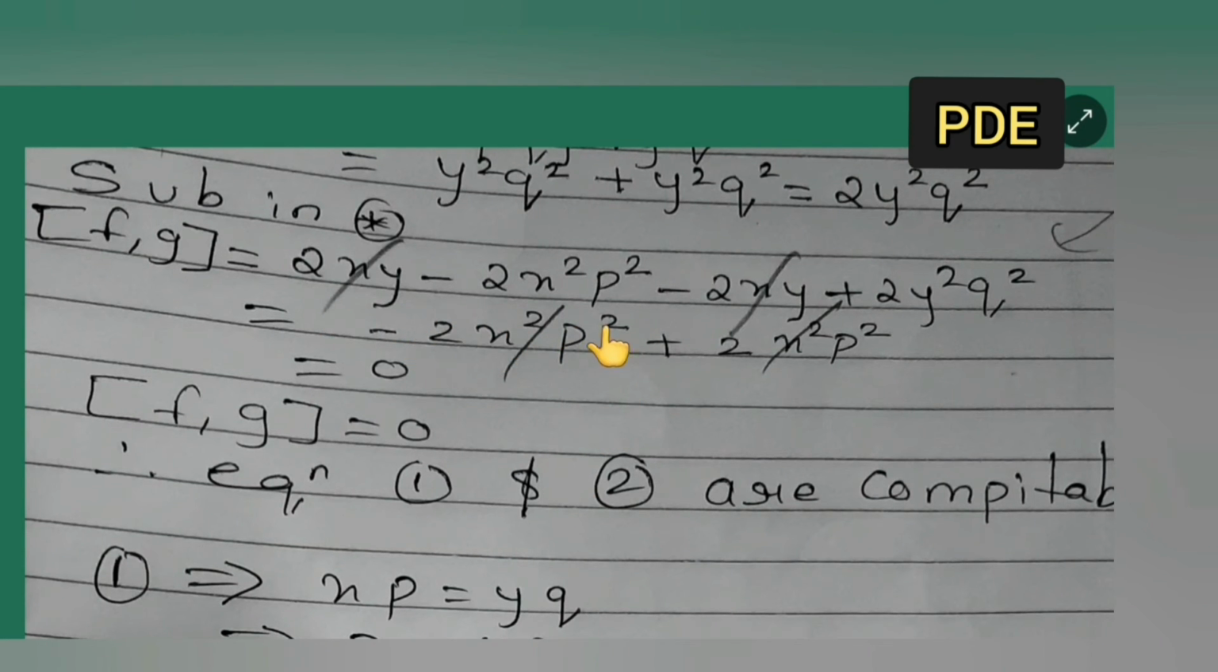Once I substitute, what I'm going to get is f comma g is equal to 2xy minus 2x square p square minus 2xy plus 2y square into q square. Now this 2xy minus 2xy will get cancelled. What is going to remain is this into this, minus 2x square p square. Plus y into q, yq, is xp, so I have plus 2x square p square is equal to 0. So minus and plus will get cancelled.